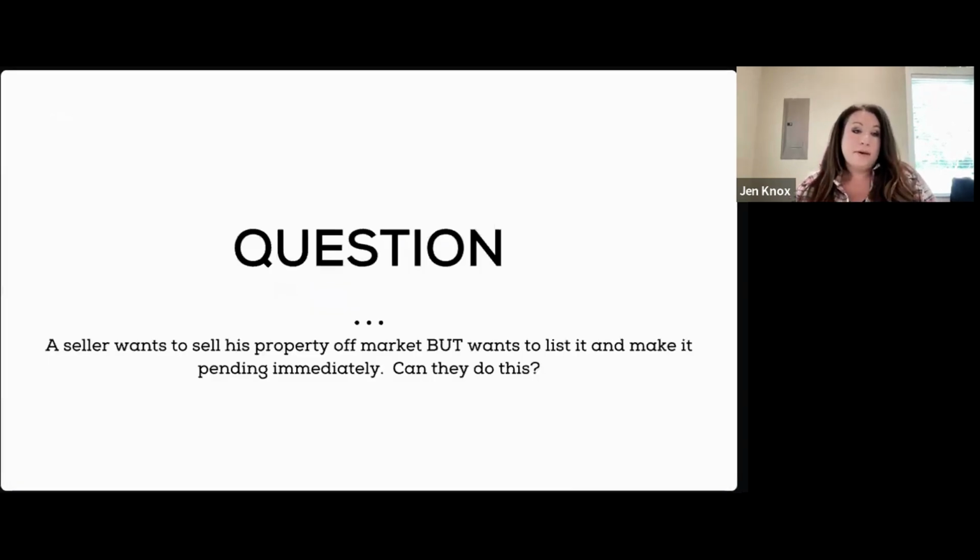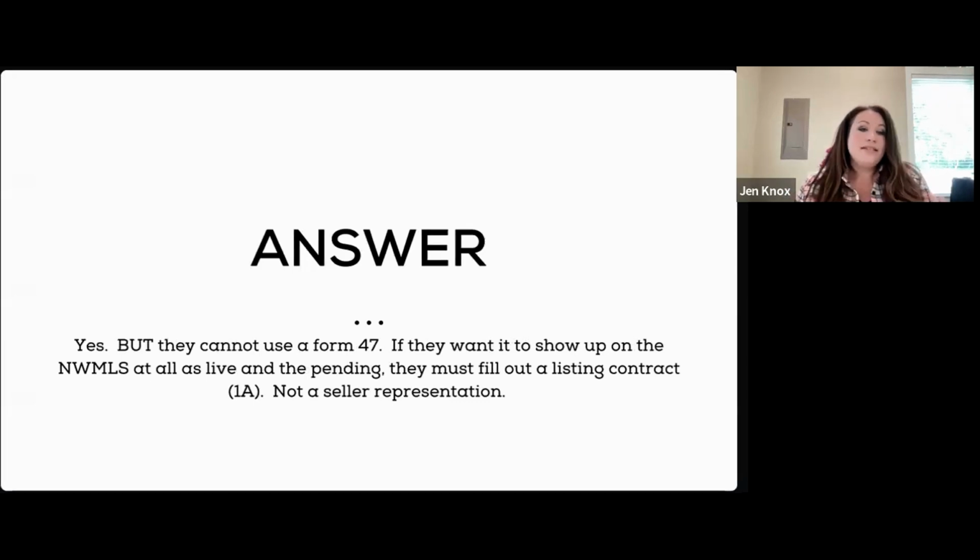So here's another thing to think about. A seller wants to sell his property off market, but wants to list it and then make it pending immediately. Can they do this? And the answer is yes, they can do this. But any sort of marketing that's going to happen has to be done with a listing agreement form, and then obviously the listing input with the Northwest MLS.